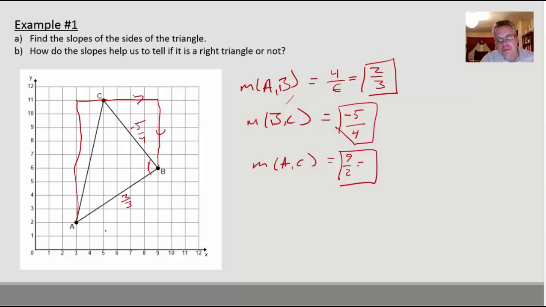So actually, we were fooled. This one's not a right triangle. That's probably a little bit less than 90 degrees. The main idea is that if we find two sides that have slopes that are opposite reciprocals, then those sides are perpendicular. That's the secret.